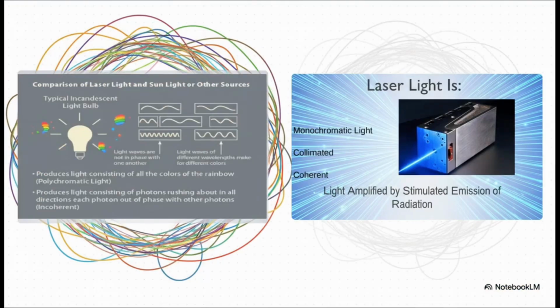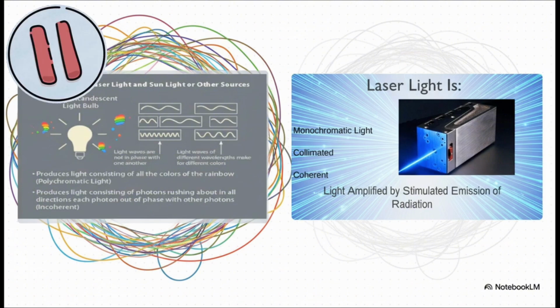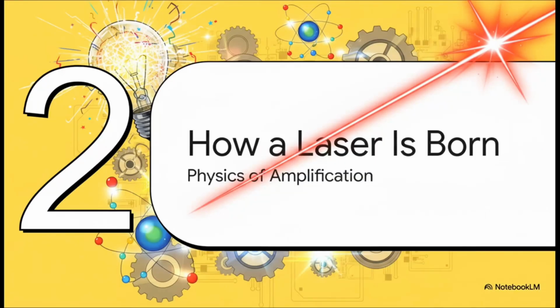This slide just says it all, doesn't it? On the left, you've got your standard light bulb. The light it puts out is a total jumble. The waves are messy, they're out of sync, they contain all the colors of the rainbow. It's chaos. But then you look to the right and you see the laser. It's the complete opposite. It's pure, it's organized, it's focused energy. So the big question is, how do we get from that chaotic light bulb to this perfectly precise laser beam?